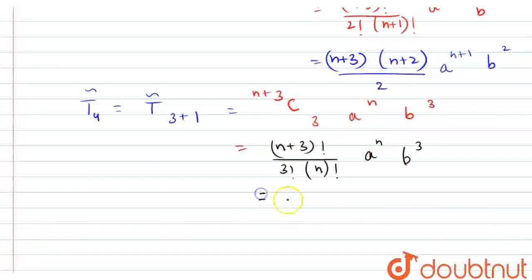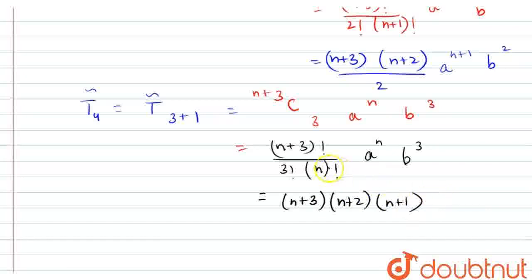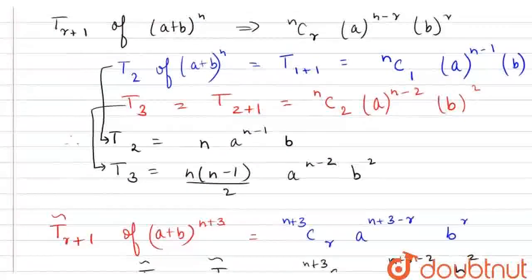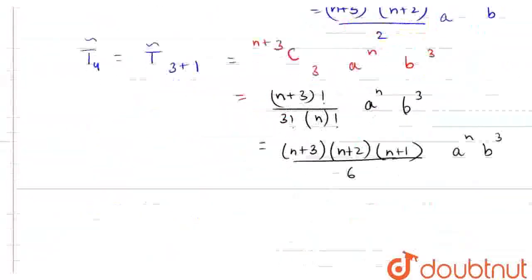So here n plus 3 factorial can be written as n plus 3 into n plus 2 into n plus 1 into n, and n and n will get cancelled. So this will be divided by 3 factorial, which is 3 into 2 is 6, a^n b^3. So now we know that we have to take this second by third. So our second term was n, a raised to n minus 1 into b.